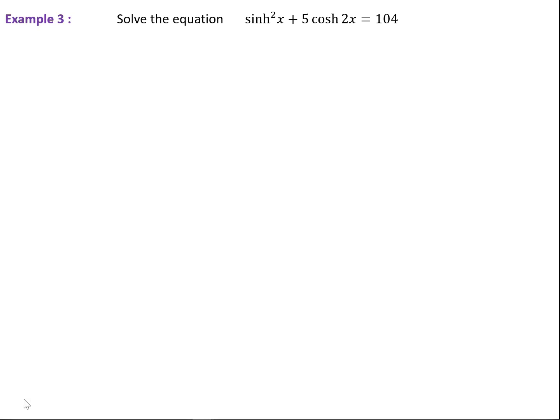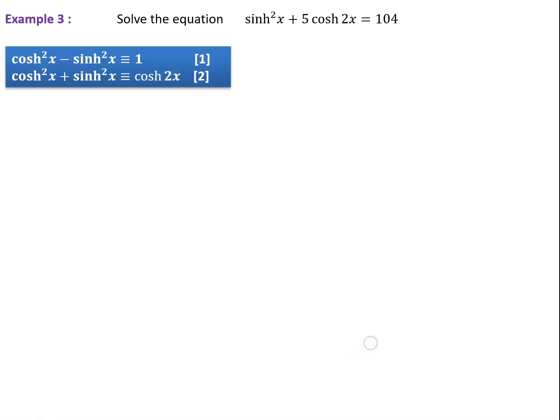If we had been trying to solve a similar trigonometric equation, for instance, sine squared x plus 5 cos 2x equals 3, then the approach would have been to rewrite the cos 2x in terms of sine x using the trigonometric identities. And we're going to do a similar thing here. We're going to try and rewrite the cos 2x part of the expression in terms of sine x.